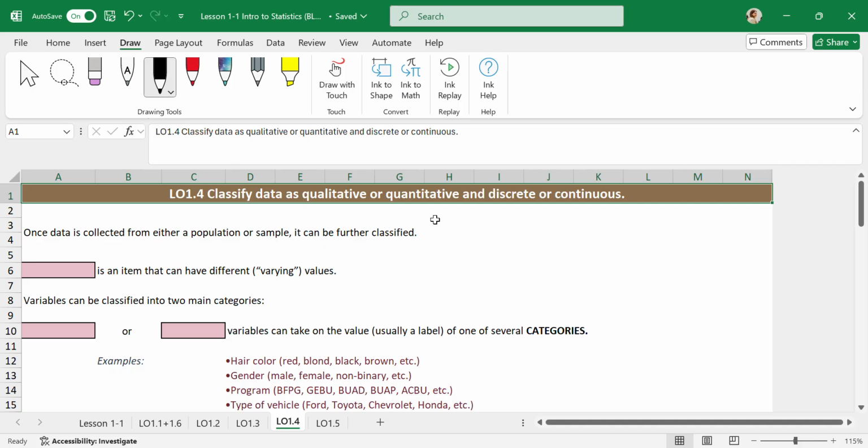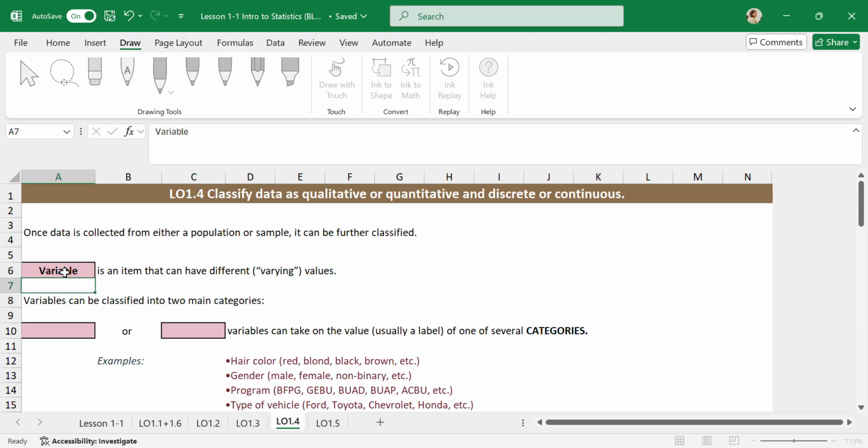So in the next lesson, we want to already start to analyze data. And how you analyze that data will depend on what type of information it is. So the first definition we need is for a variable. A variable is just what it sounds like. It means it can have varying or different values.